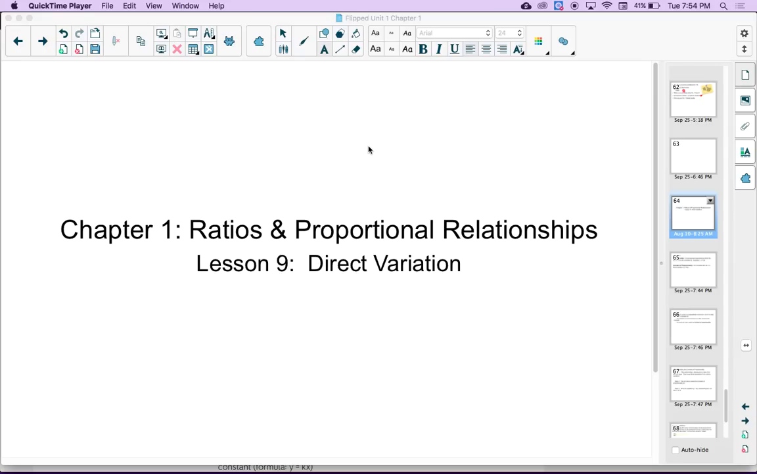All right, we have now finally gotten to the last lesson in chapter 1. This is lesson 9. It's called direct variation. And this is kind of a heavy lesson. It's very vocab heavy and it relates to a lot of things we've already done before. So I need you to pay close attention to the vocab and how we're using the words this time and how they might change from how we've used them before.